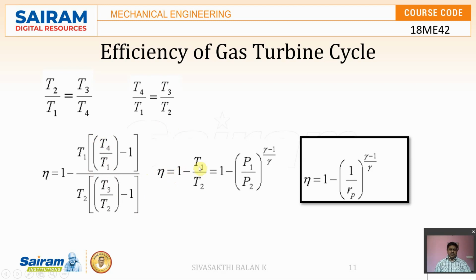Efficiency eta is equal to 1 minus T1 by T2. We also know that T1 by T2 is nothing but P1 by P2 to the power of gamma minus 1 divided by gamma, and P2 divided by P1 is the pressure ratio. So eta is 1 minus 1 by Rp, the pressure ratio, to the power of gamma minus 1 divided by gamma. This is the general term for the efficiency of an ideal open gas turbine cycle.